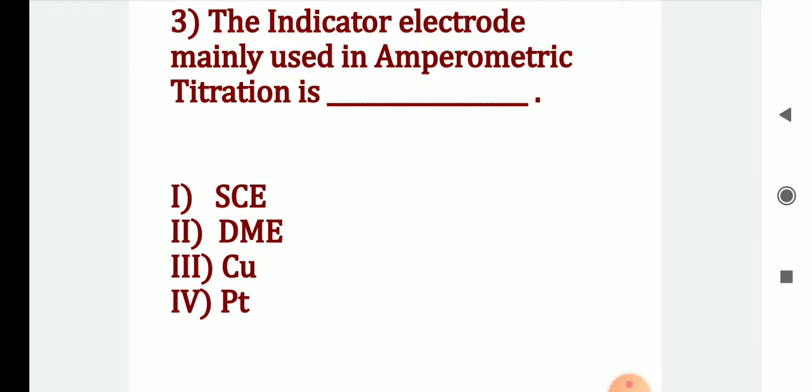The indicator electrode used mainly in amperometric titration is saturated calomel electrode, DME, copper or platinum. Well, amperometric titration is just an extension of polarography, and in polarography the indicator electrode is DME. So in amperometric titration also DME is the electrode which is used as the indicator electrode.